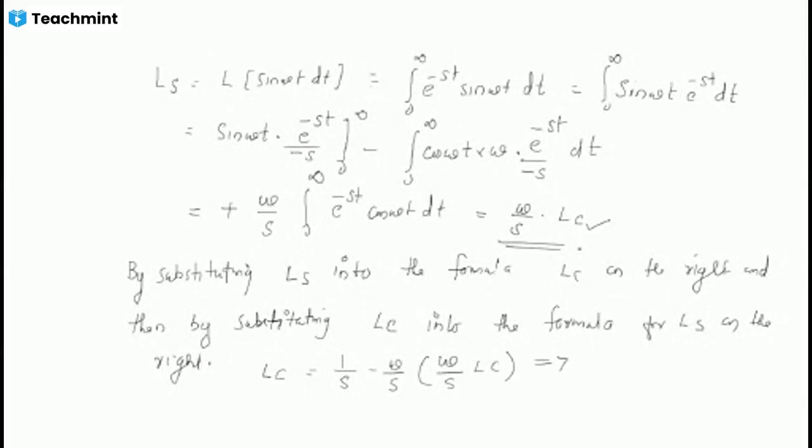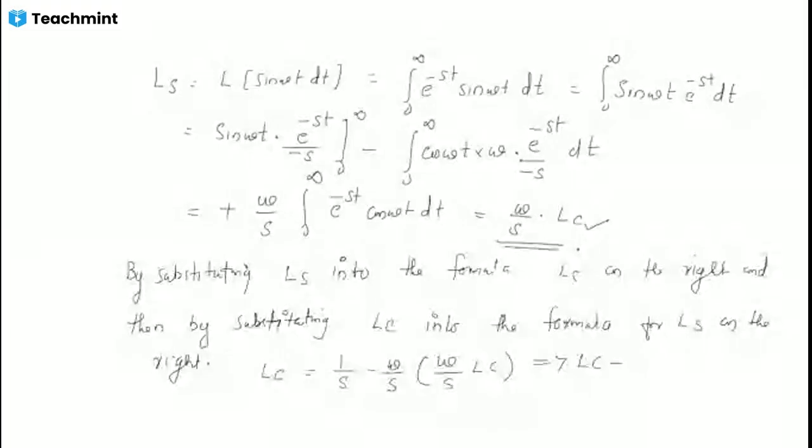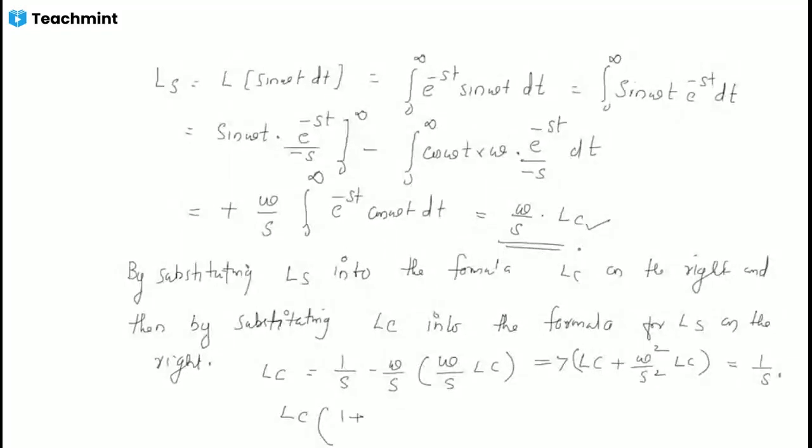This is equal to LC plus omega by S into omega square by S square into LC. Left side we get 1 by S. LC is common. So LC into 1 plus omega square by S square equal to 1 by S, which implies LC into S square plus omega square by S square equal to 1 by S.